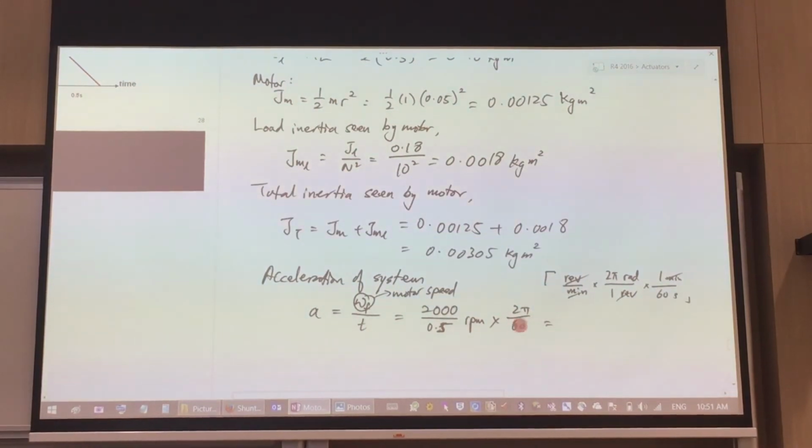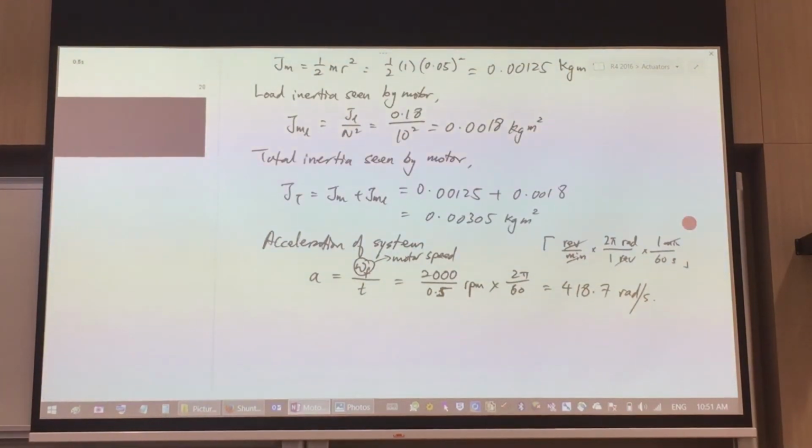And if I work it out, that will be 418.7 radians per second. So that's for the acceleration phase. For the deceleration, I'm going to use modulus of the deceleration to represent that, because you get a minus value, but I know that it's deceleration. So that will be 418.7 radians per second. That's because deceleration also requires 0.5 seconds.